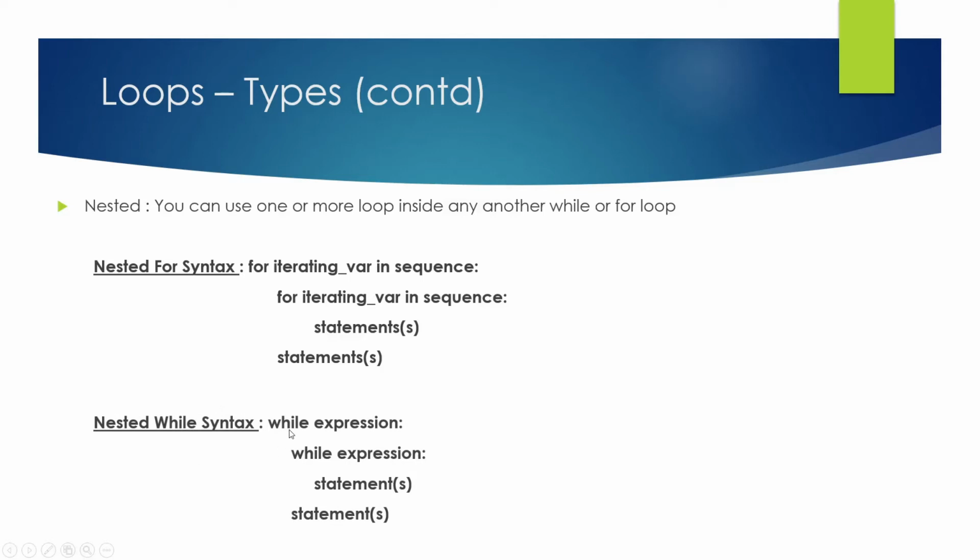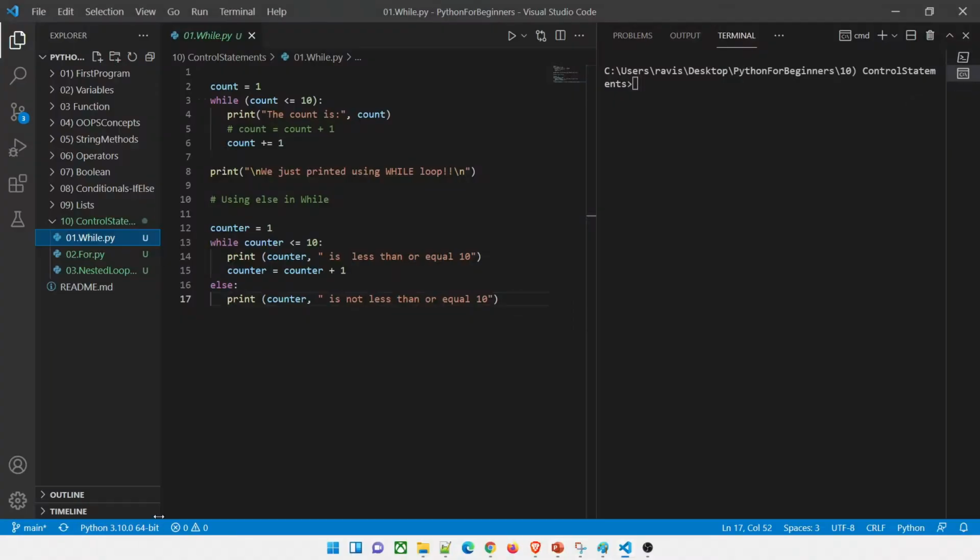For a nested while loop, again the same thing: while expression, and then you'll be executing the statements. The scope of this while expression is over here, and this while is over here, and this is over here, and then it is going to execute it, and that's how it works. So I hope you have understood this part. Now we are going to move to the demo part in which we'll understand how to do these things. So let's dive right into it.